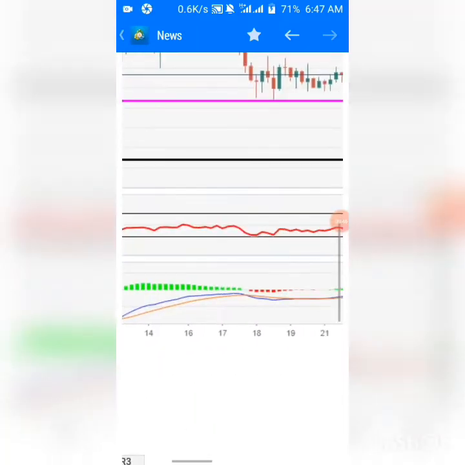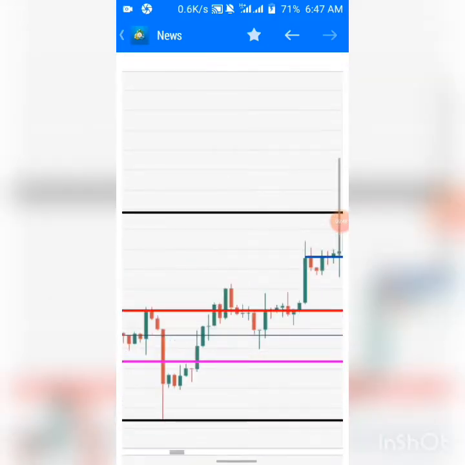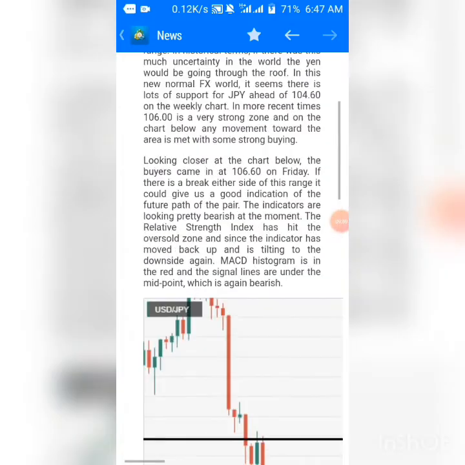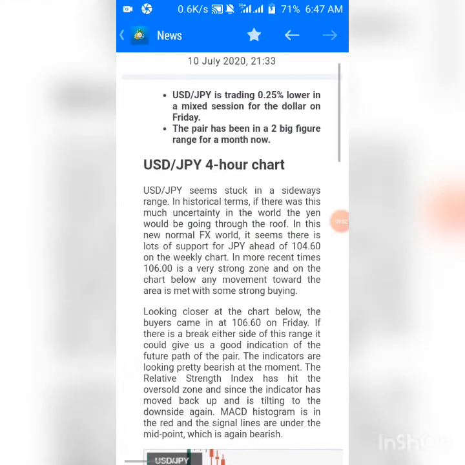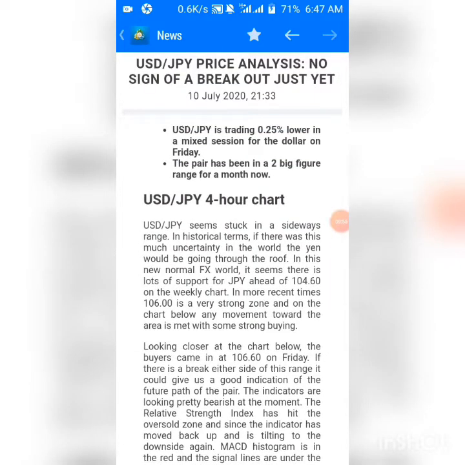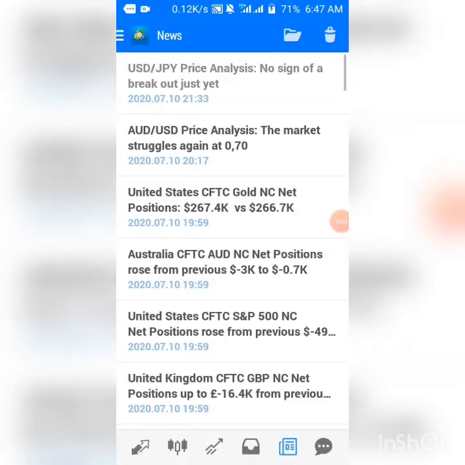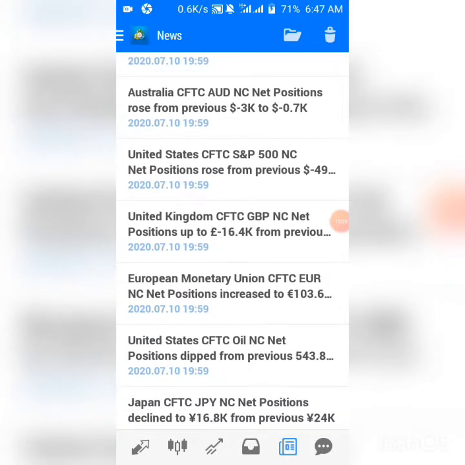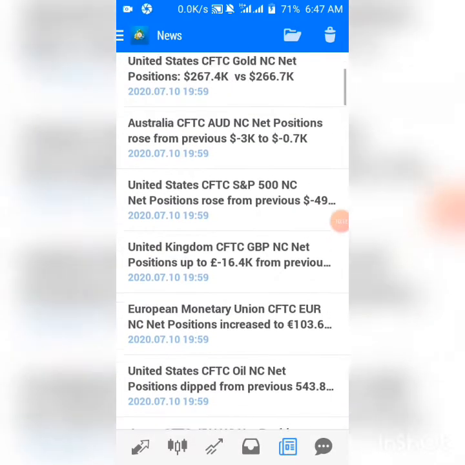If you tap on the news, you'll see the text, what you can read about USD JPY. So this is just the fundamental part of the MT4 app, telling you the events and happenings in the market. Though this sometimes might go in your favor, no breakout just yet, but just after the news, a breakout might happen on USD JPY. But the news is to serve as a guide to your trading.